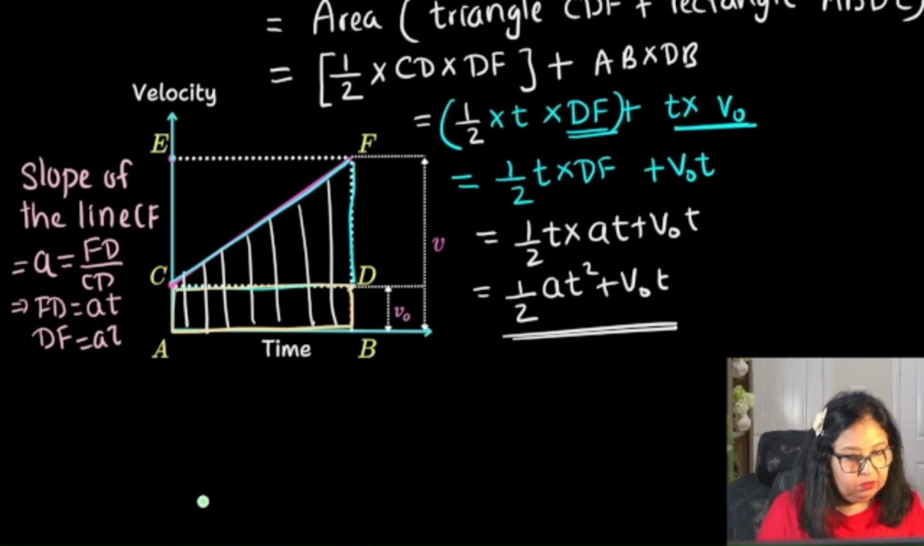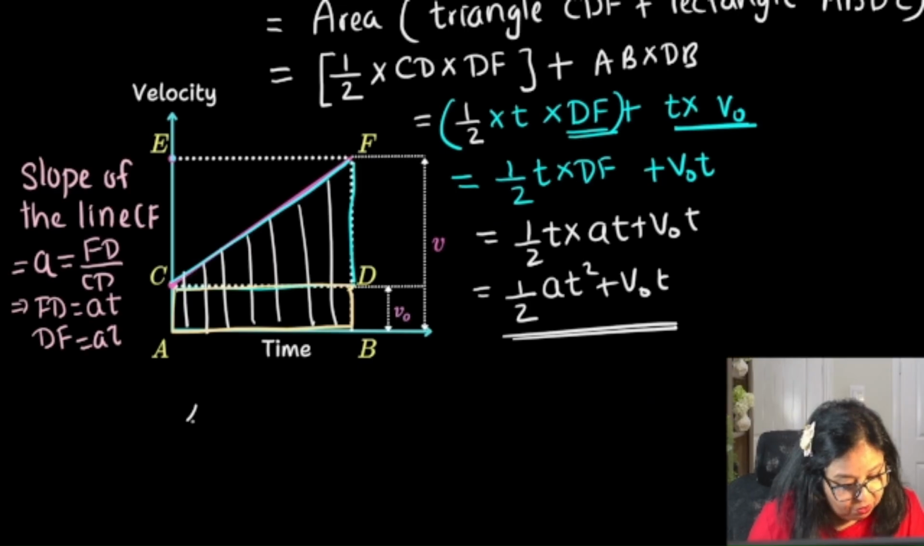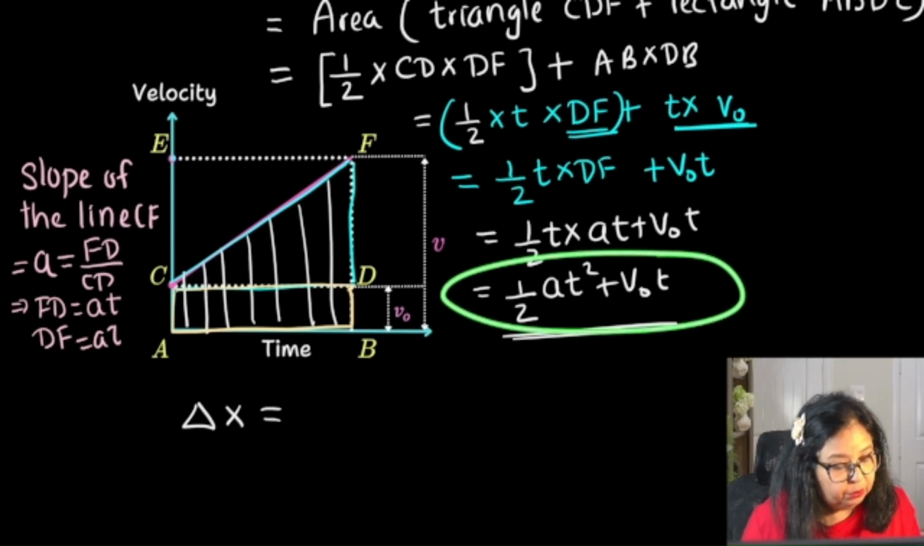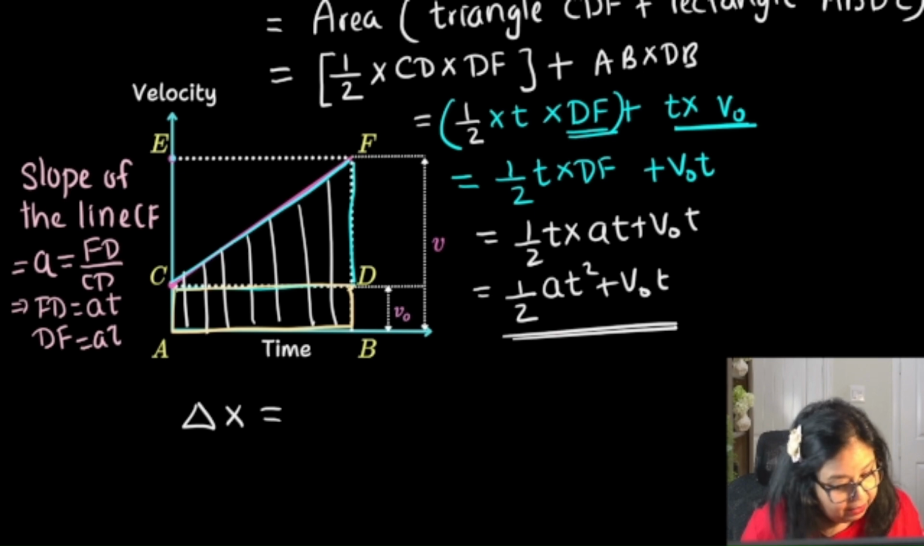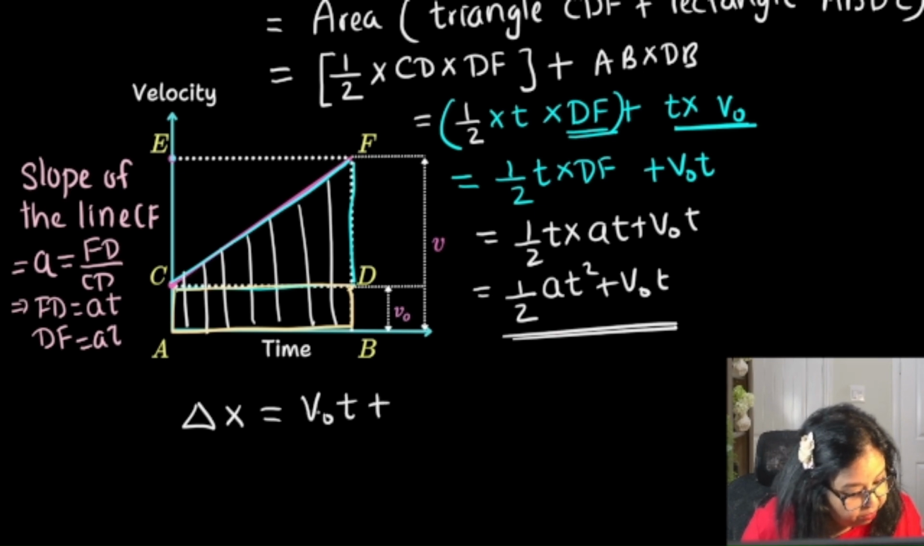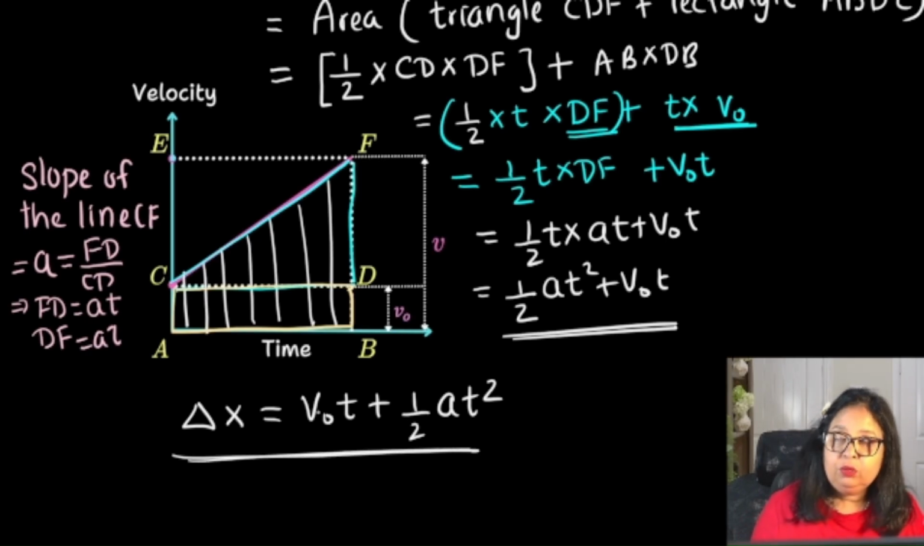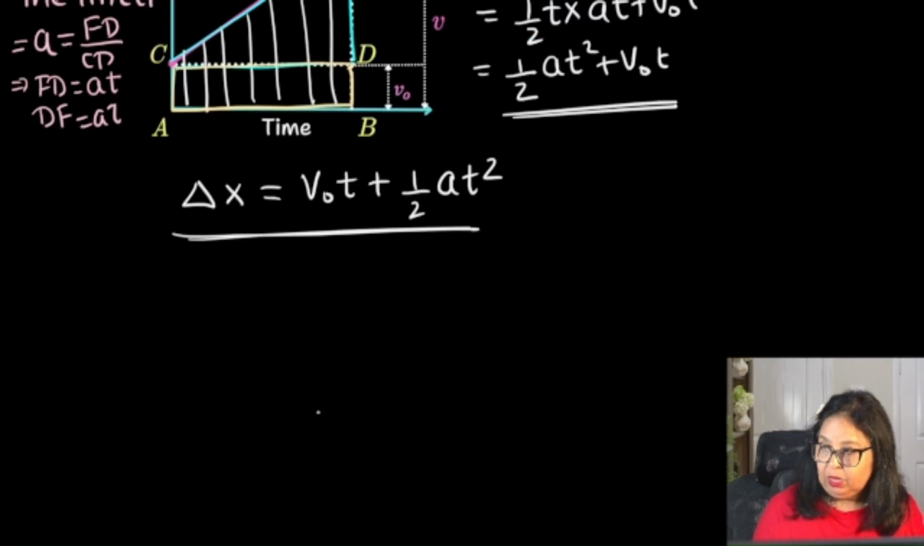So what we have done is we have essentially already solved or derived that delta x equals what? Delta x is equal to V naught t plus 1/2 AT squared. And that's what we had set out to derive. Here we go. Already derived using area under the curve of velocity time graph.